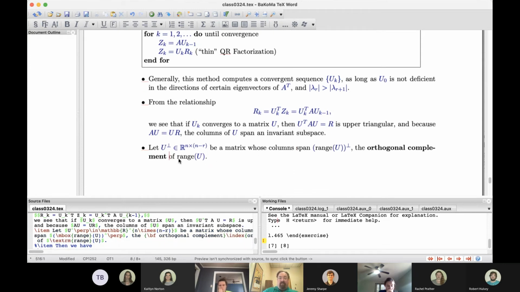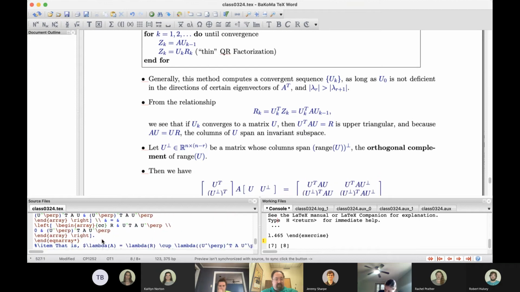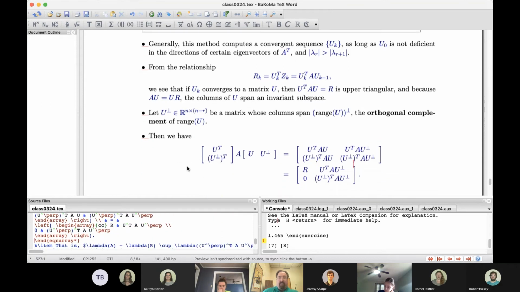So now, suppose I look at the orthogonal complement of U. U perp is a matrix whose columns are orthogonal to all the columns of U. Then I have the following. If I look at not just U transpose AU, but I put the columns of U and U perp together and carry this out, this is actually a similarity transformation because this matrix has orthonormal columns. Here I'm taking a transpose, which is the inverse.